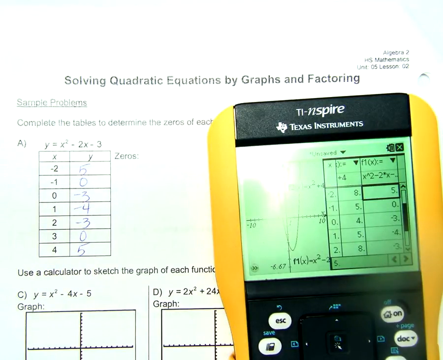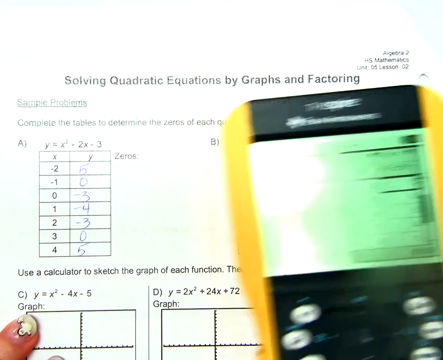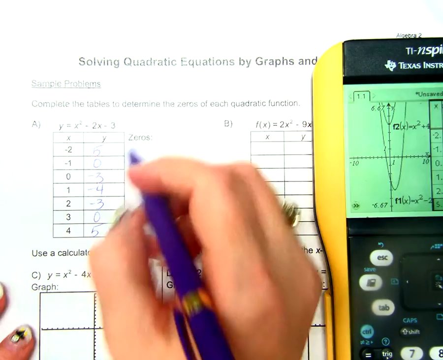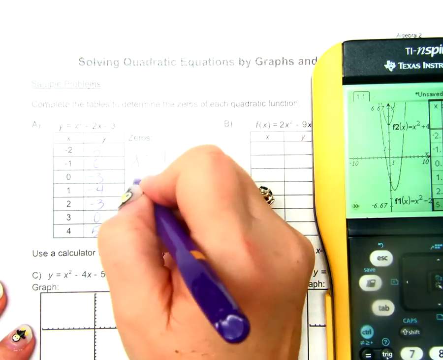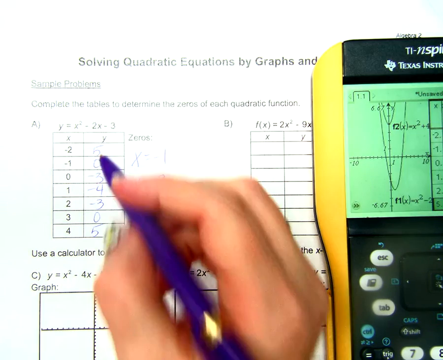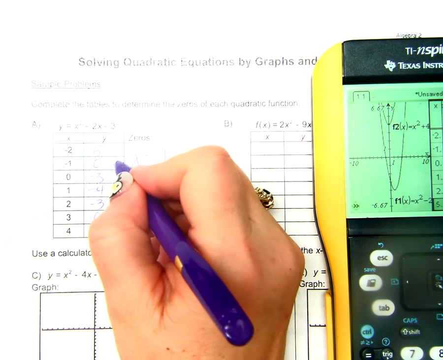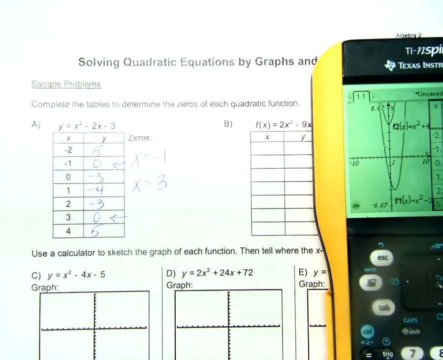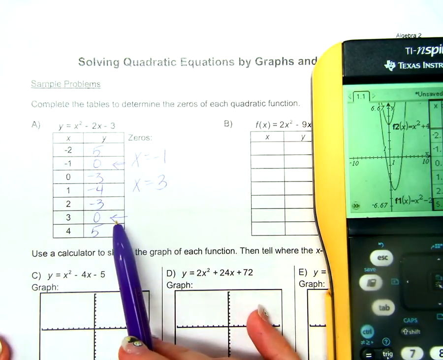How many solutions am I supposed to have unless it's a double root? 2. Where are they? X equals -1 and x equals 3. And how do I know what to look for? With the 0 in the y column, because that's how I know it's on the x-axis, isn't it? Okay. Do I need to do B, or you got that?